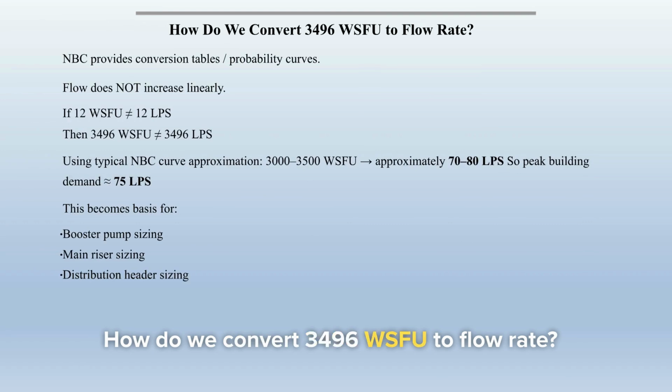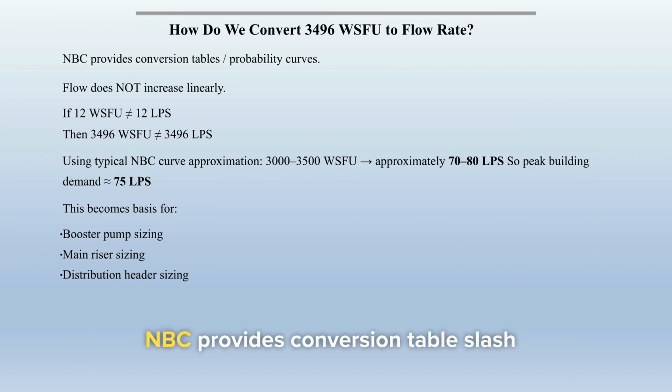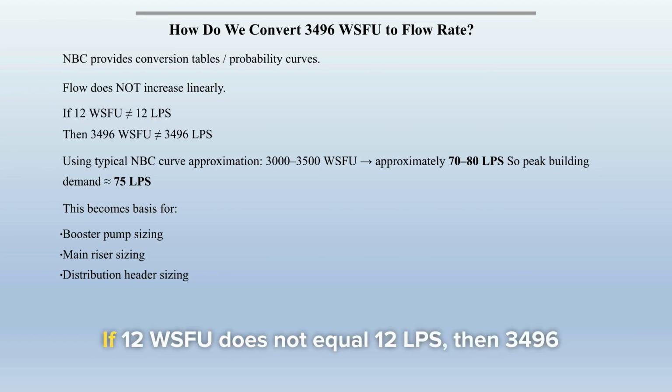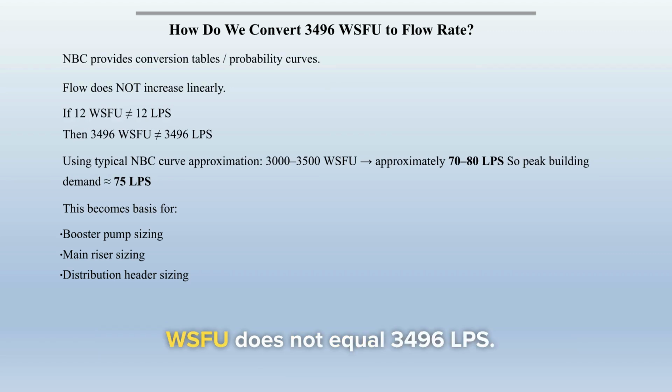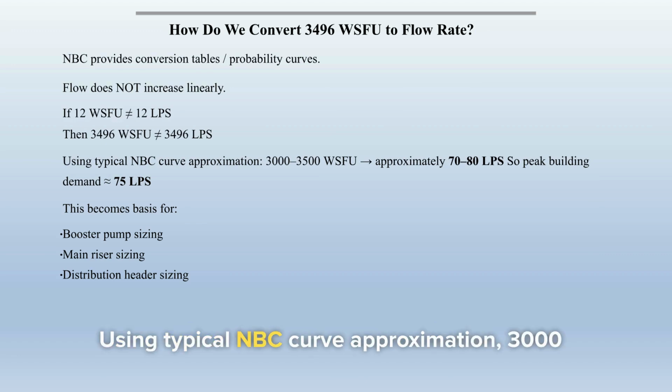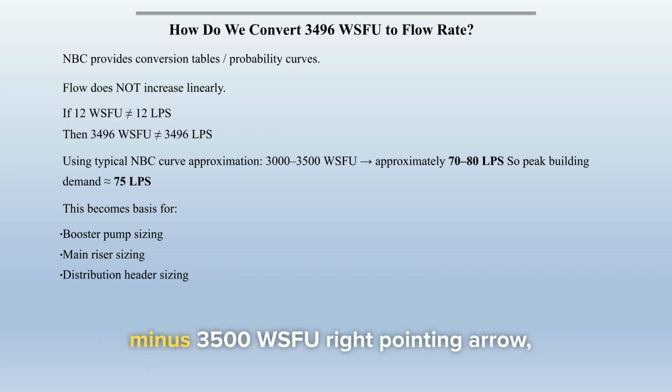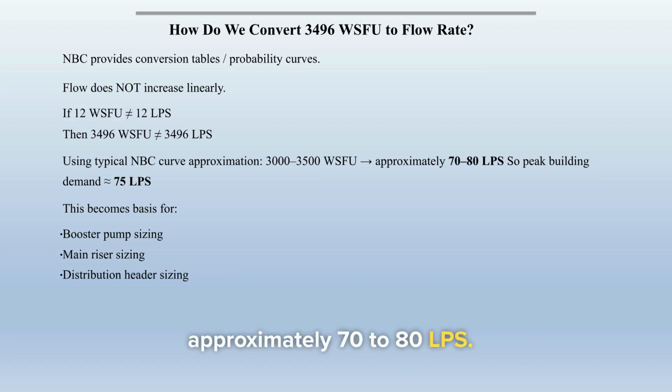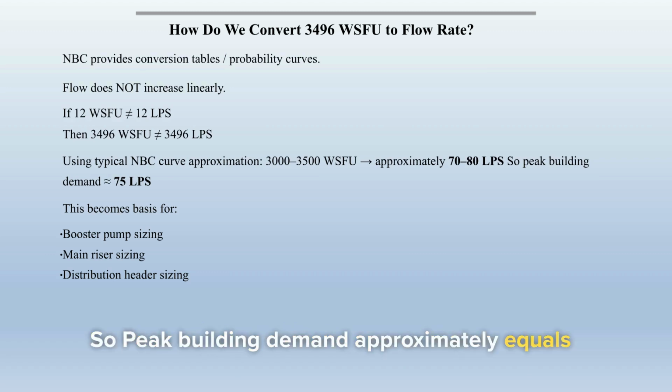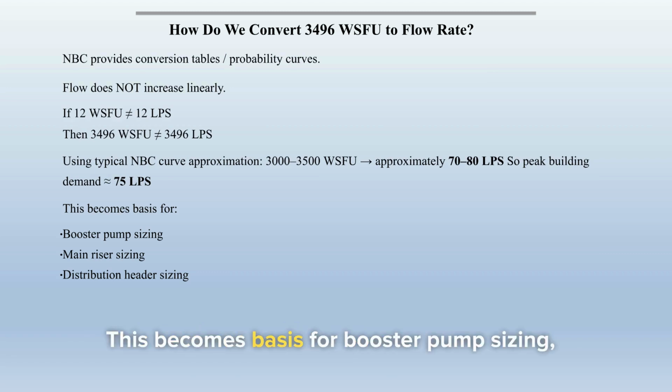How do we convert 3496 WSFU to flow rate? NBC provides conversion tables and probability curves. Flow does not increase linearly. If 12 WSFU does not equal 12 LPS, then 3496 WSFU does not equal 3,496 LPS. Using a typical NBC curve approximation, 3000 to 3500 WSFU corresponds to approximately 70 to 80 LPS. So peak building demand approximately equals 75 LPS. This becomes the basis for booster pump sizing, main riser sizing, and distribution header sizing.